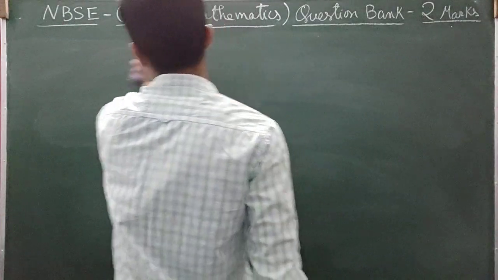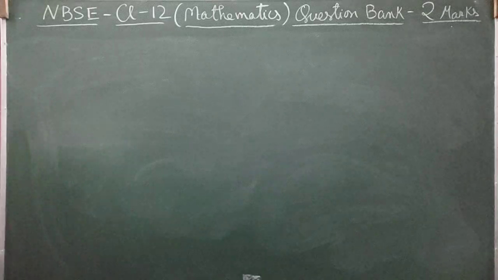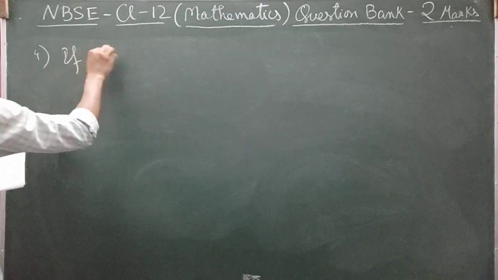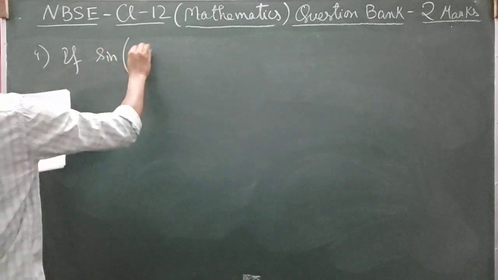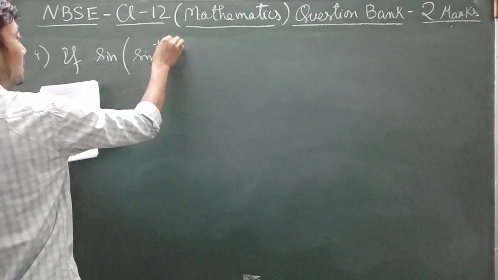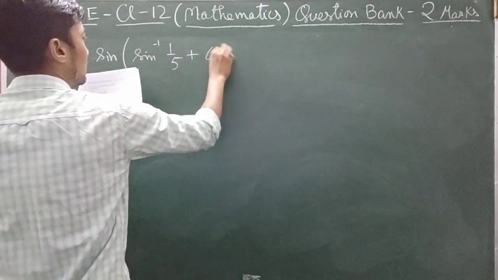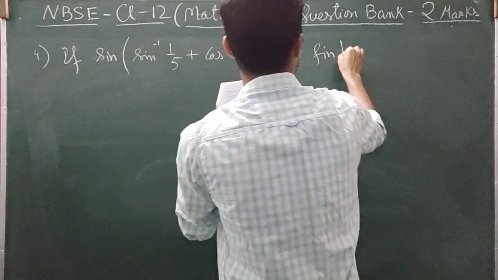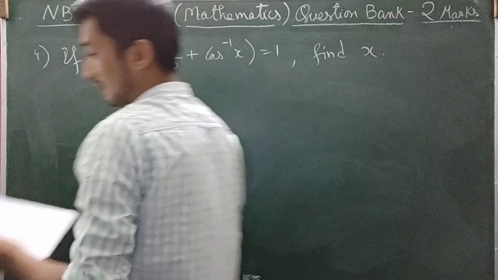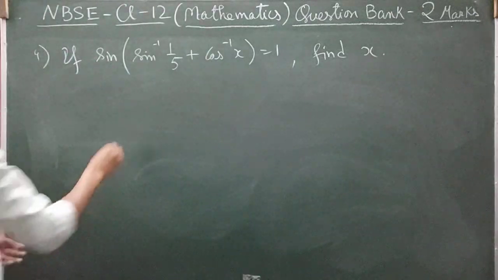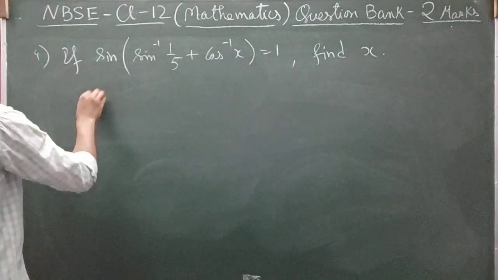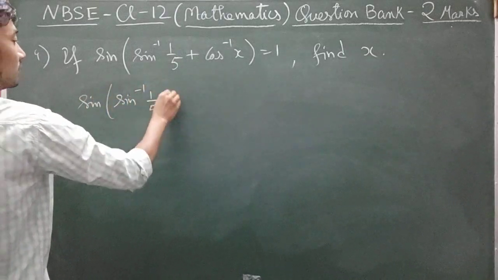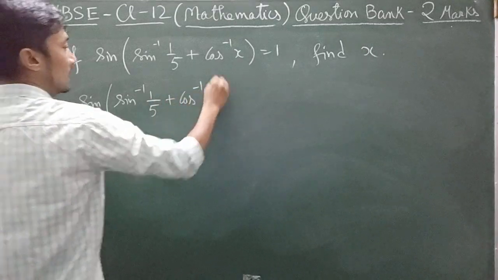Let's go to the next question again. Next question number 4, that is about inverse trigonometric functions again. If sine inverse 1 by 5 plus cos inverse x is equal to 1, I'm just writing it in short. Find the value of x. Let's do it. This is not proof, this is find x, so solve. Sine inverse 1 by 5 plus cos inverse x is equal to 1.